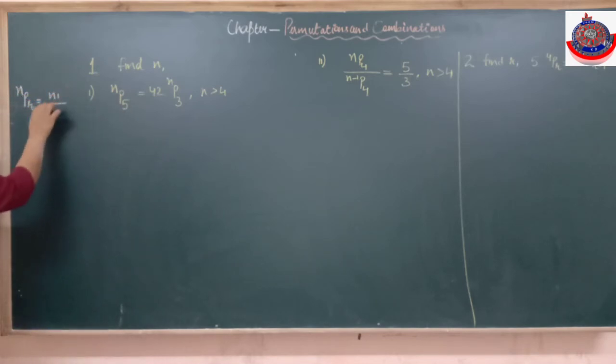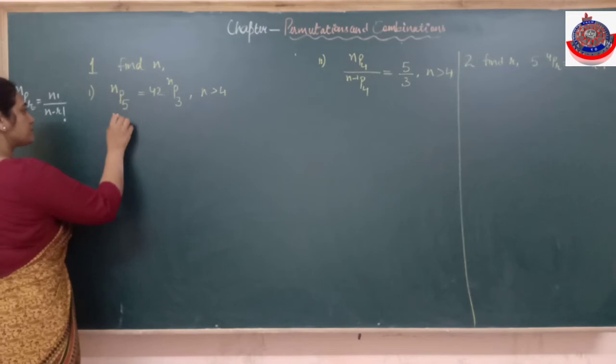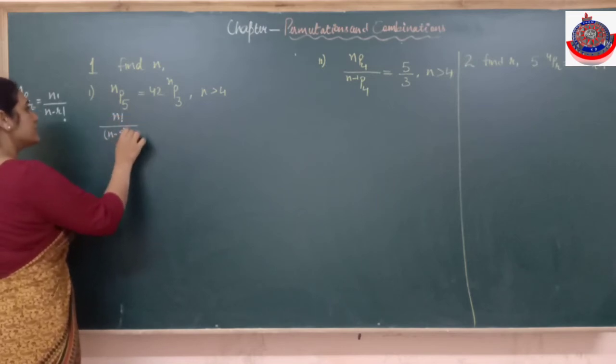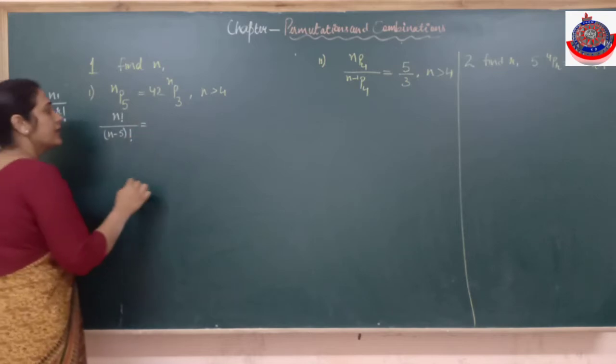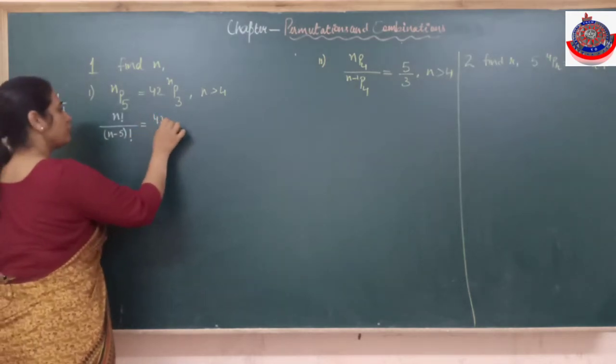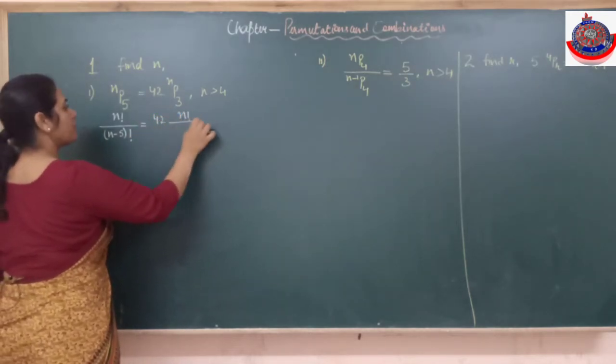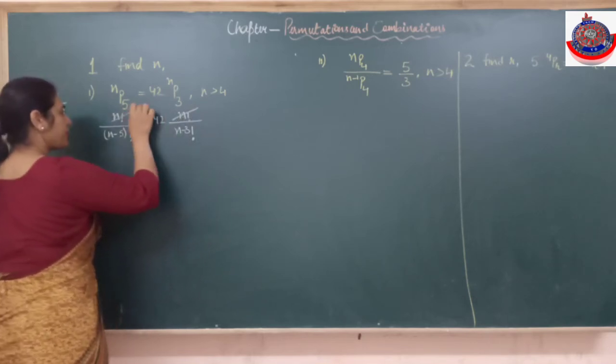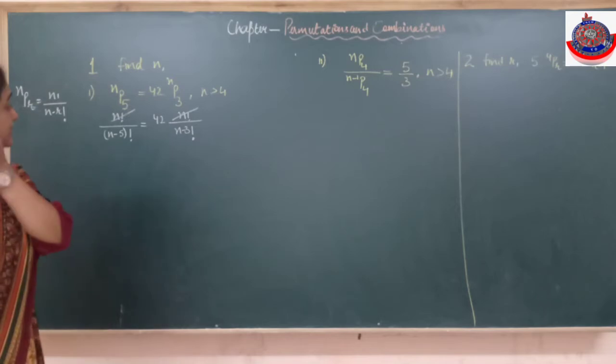n factorial upon n minus r factorial. Alright, open with the same formula. n factorial upon n minus 5 factorial equals 42 times n factorial upon n minus 3 factorial. See, n factorial is just a constant, so it can be cancelled.